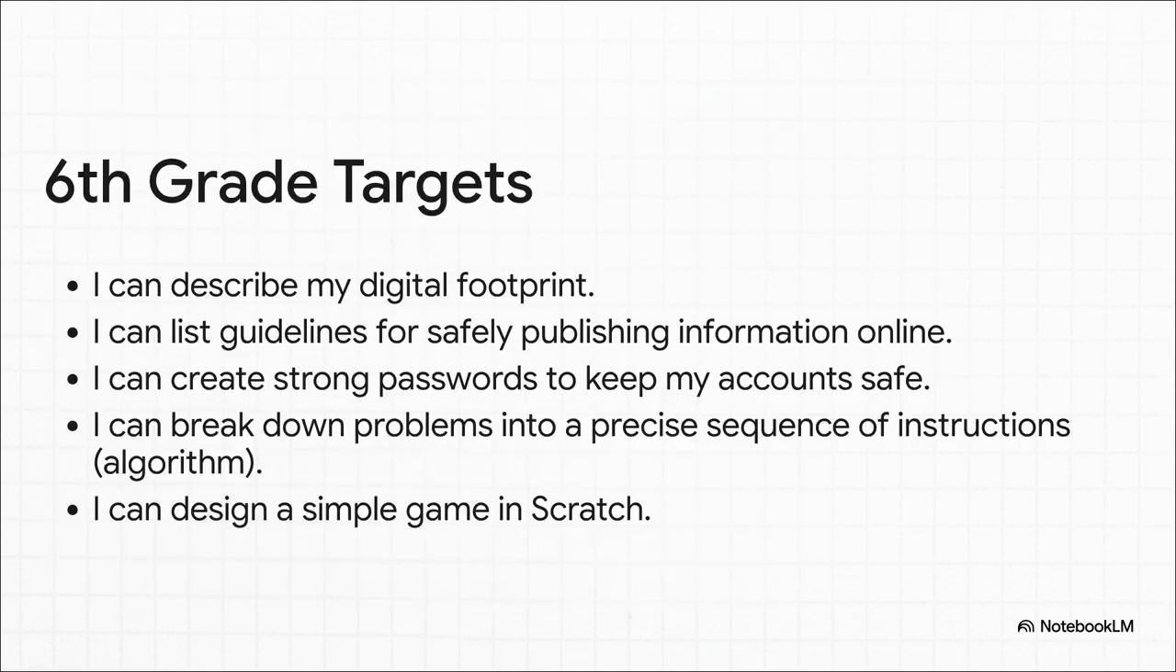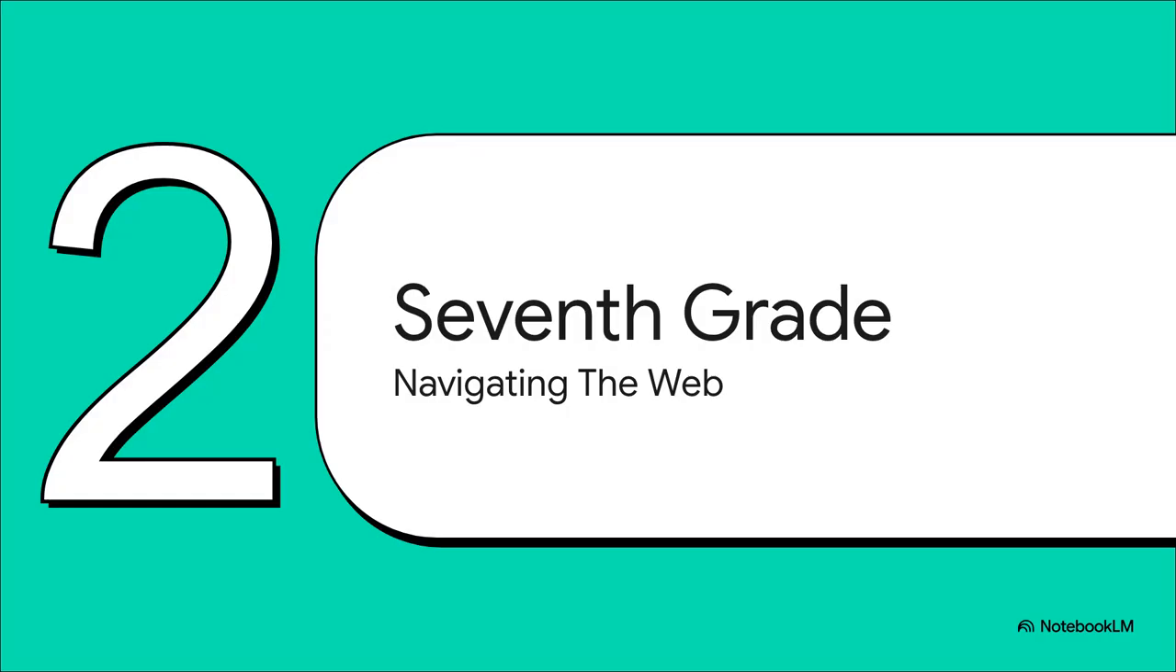And this is how those big ideas turn into actual skills. You'll notice the goals are all phrased as I can statements. That's super important because it's not about memorizing definitions. It's about being able to do stuff. So by the end of it, a 6th grader can say, yep, I can tell you about my digital footprint, or I can make a strong password. And then there's the really cool part. They learn to think like a coder, breaking down a problem into a sequence of steps, an algorithm, and then use that to build a simple game in Scratch. It's pretty amazing.